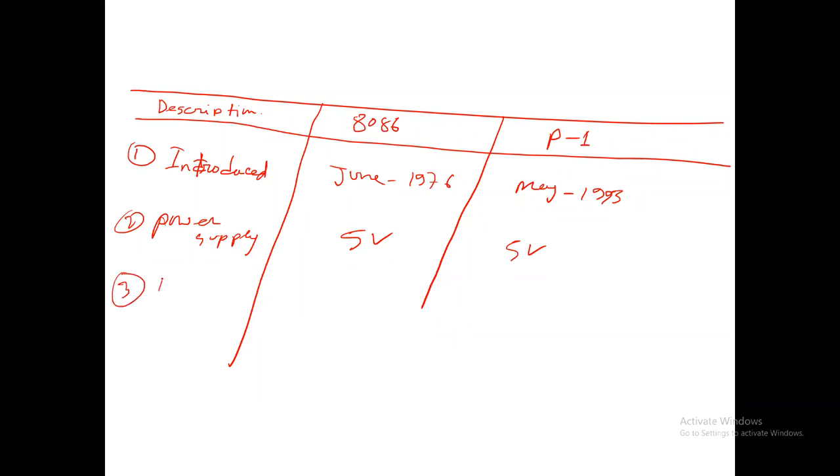Maximum clock speed. These are the maximum clock speed. 8086 is 10 megahertz, and this is 100 megahertz.